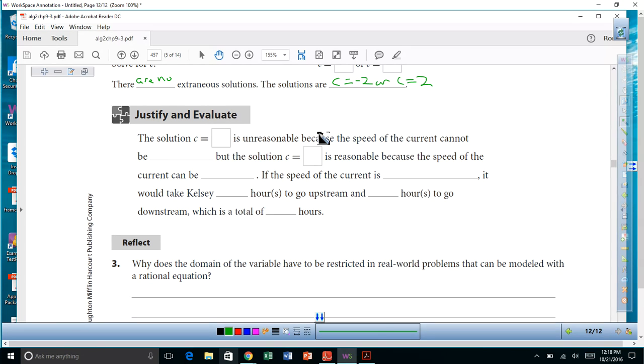Now remember we said that the solution c equals negative 2 is unreasonable because the speed of the current cannot be negative. But the solution c equals 2 is reasonable because the speed of the current can be positive.